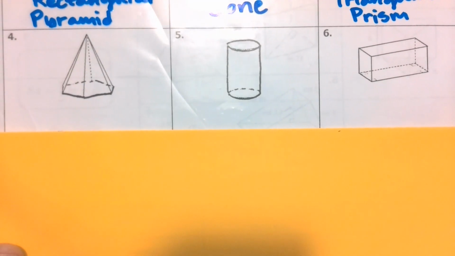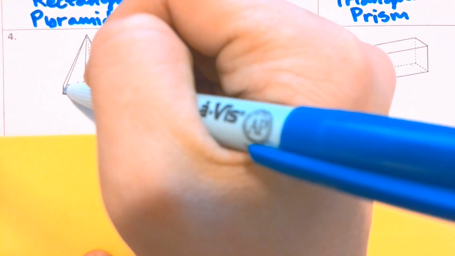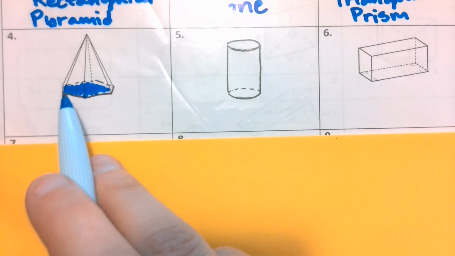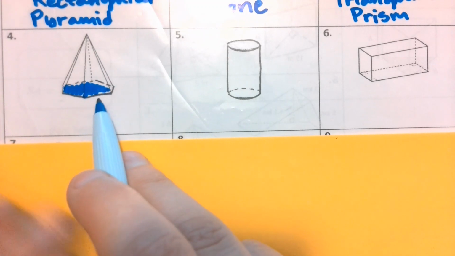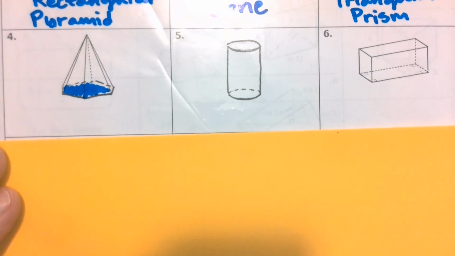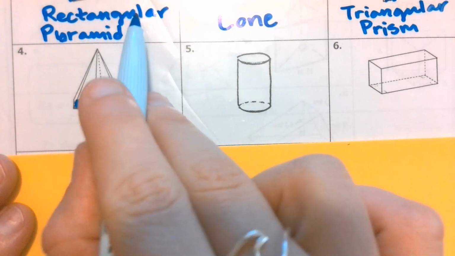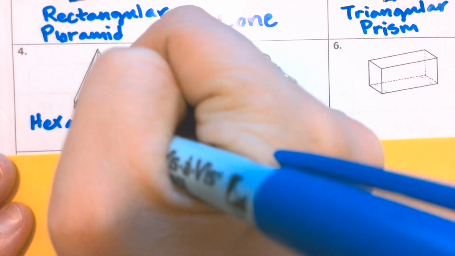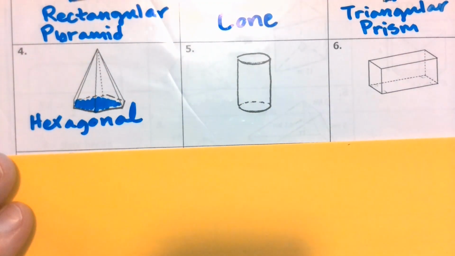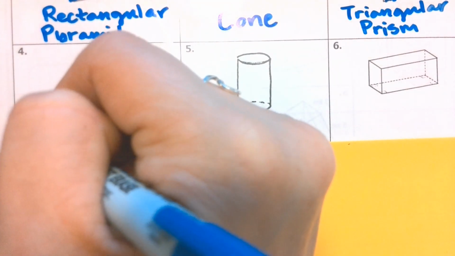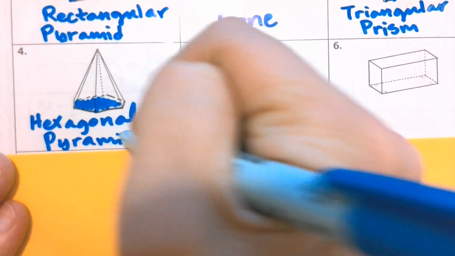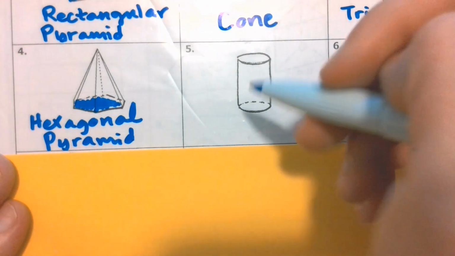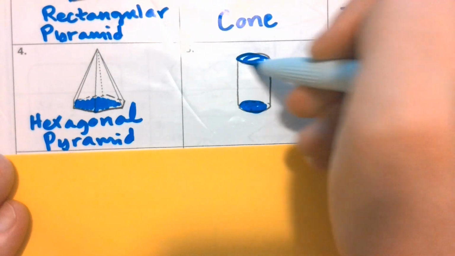So looking at number four, it comes to a point, so it's looking like a pyramid, but then this is one that we're going to need to know how many sides this base has. So 1, 2, 3, 4, 5, 6. Our word for a six-sided polygon is a hexagon. So we're going to turn this into this type of word and say hexagonal, or hexagonal. I'm honestly not sure how it's pronounced. And it is a pyramid. Number 5 is sitting on its bases, and that is our cylinder.